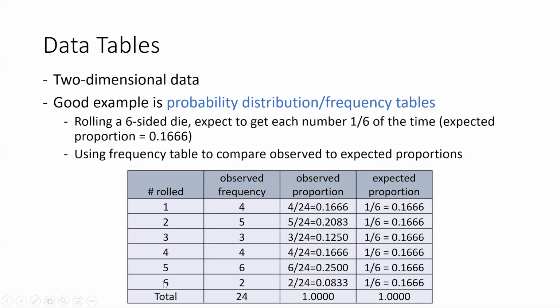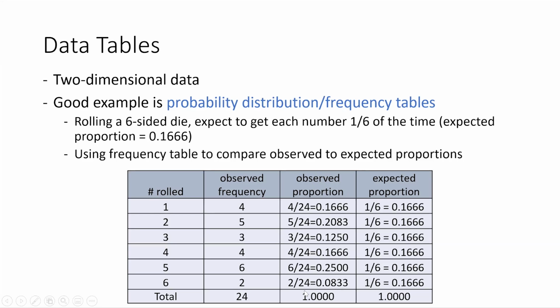So we have numbers 1 through 6, observed frequency, expected proportion, I should say, sorry. So we'd expect to get each number 1 through 6, 1/6 of the time, if it's an unweighted equal die, right? A six-sided die. And we can see that this isn't exactly matching up with what we saw because there is just natural variation, right? And we'll talk more about this in the next chapter.